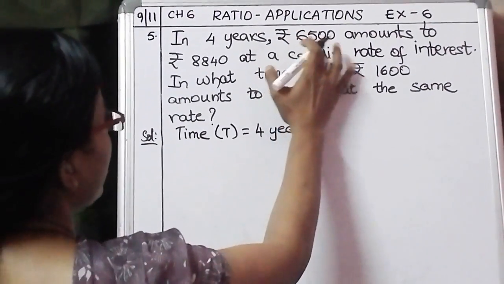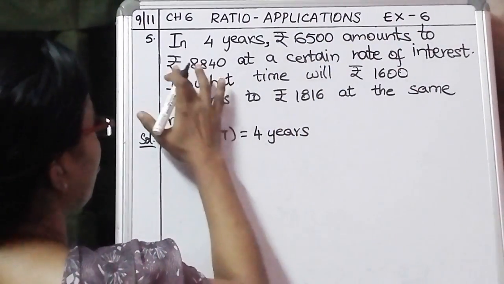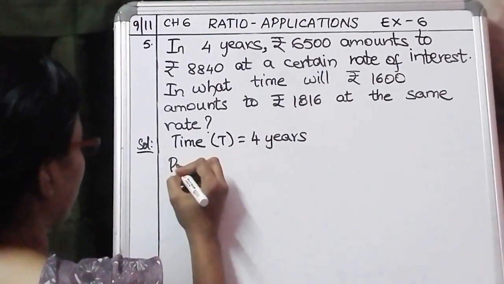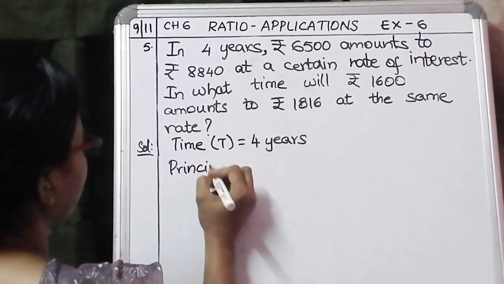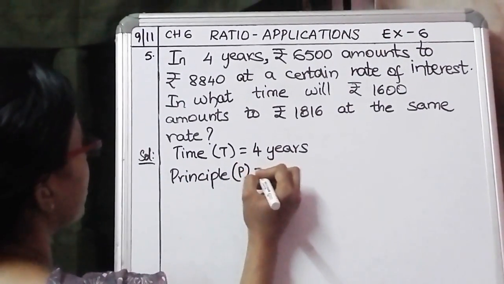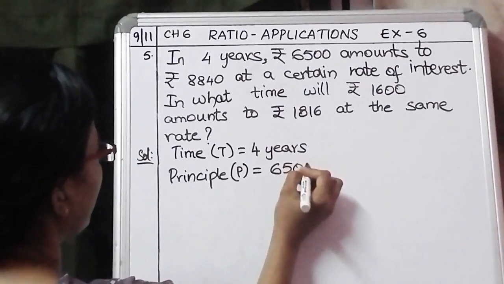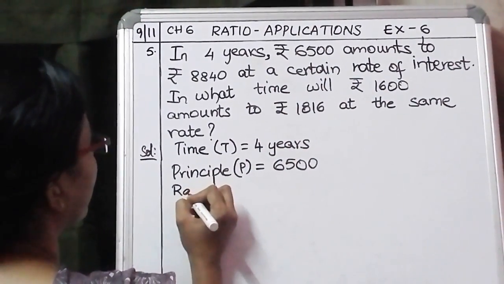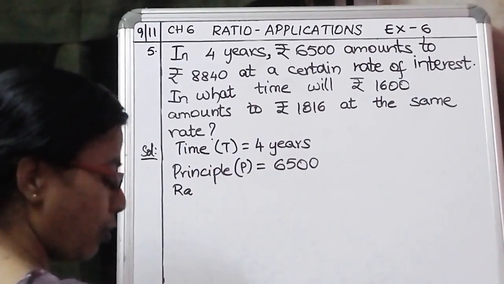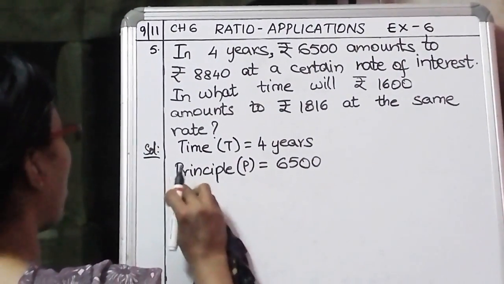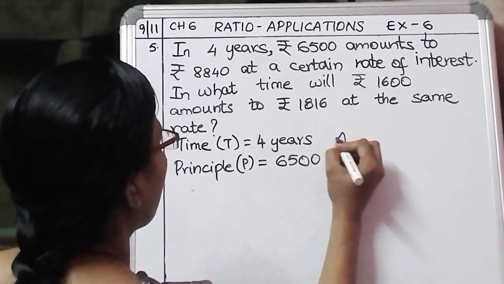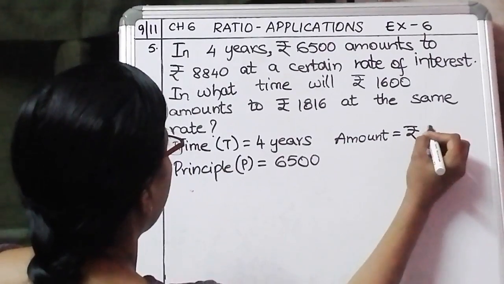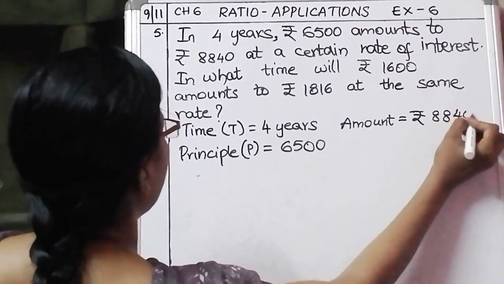Then 6,500 amounts to rupees 8,840. So what is this? That is the principal amount. Principal P is equal to 6,500. Then what is this, rate of interest? Rate of interest you don't know, you are finding out. You know the amount. So here amount is equal to rupees 8,840.